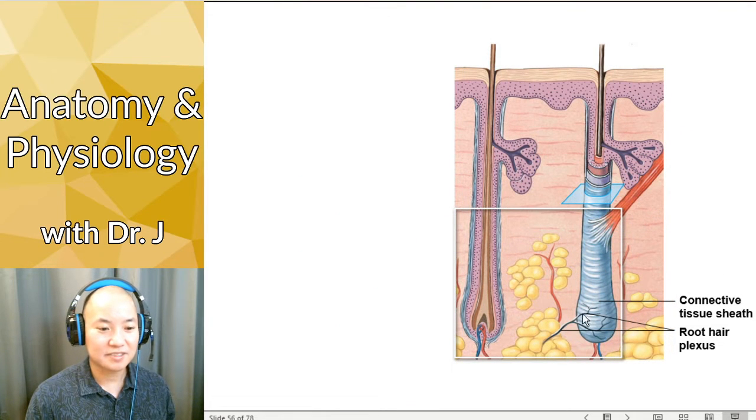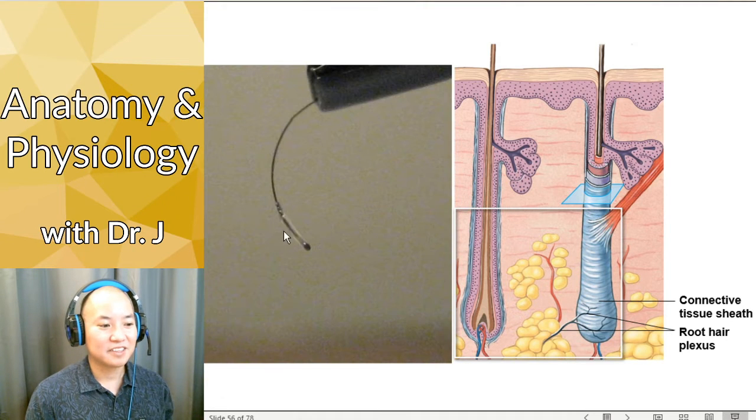Now, this connective tissue sheath and this root hair plexus. The root hair plexus is actually a branch of nerves. If you ever plucked a hair and looked at that glassy sort of material that covers the base of that hair, that's the connective tissue sheath you pulled out. And why does it hurt to pluck out hairs? Well, it's due to this root hair plexus. If you pull out the sheath, you trigger these nerves right here. That causes that sensation of pain you feel when you're plucking out those hairs.